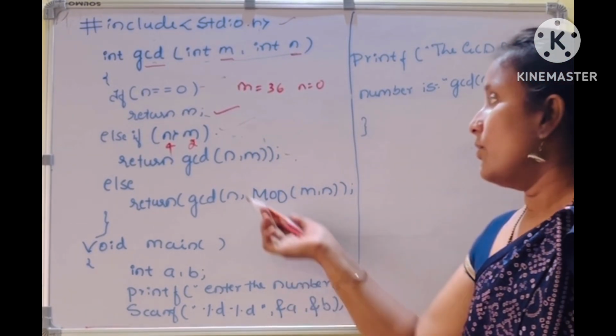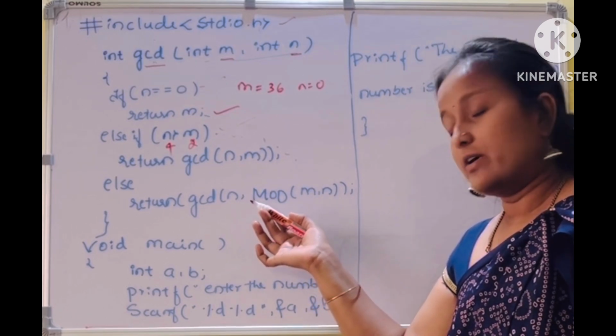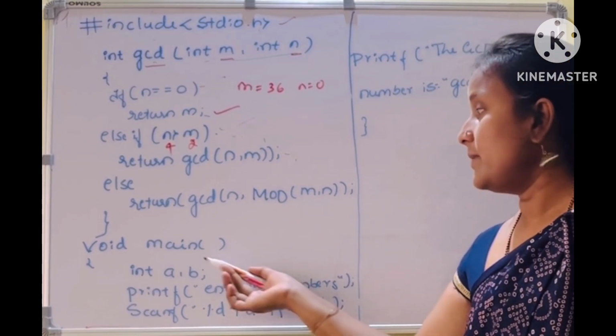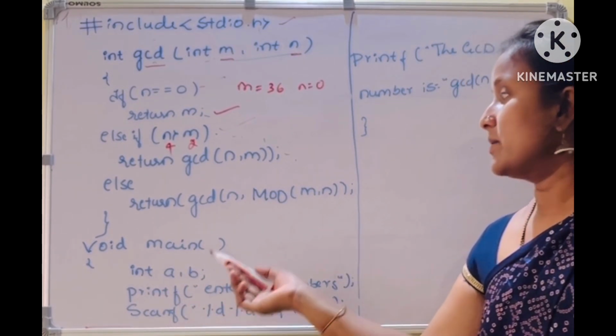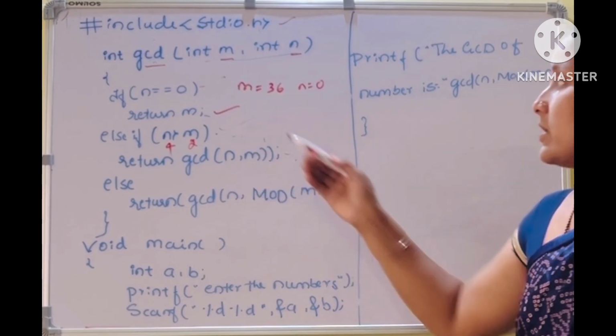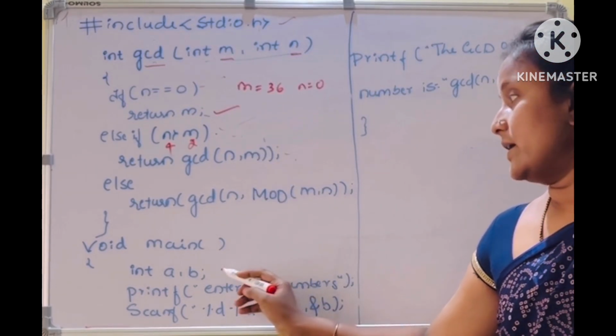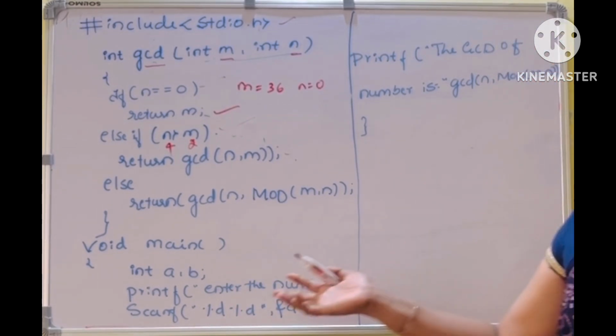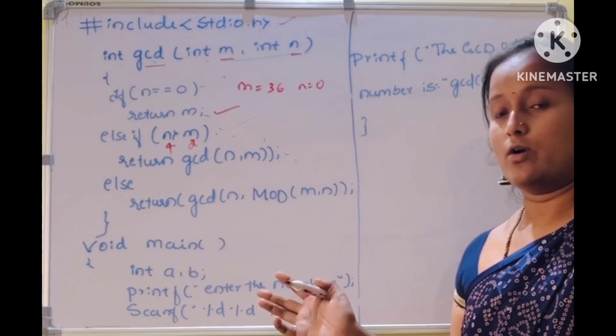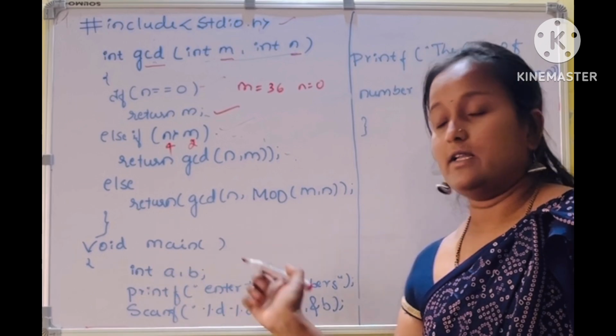Now after calling this small function, I have written the main part. What is the main part I have declared? Int a comma b. You can take the same variables you declared in the small function, that is not a problem. So I have taken the variables a and b, and the data type is integer.